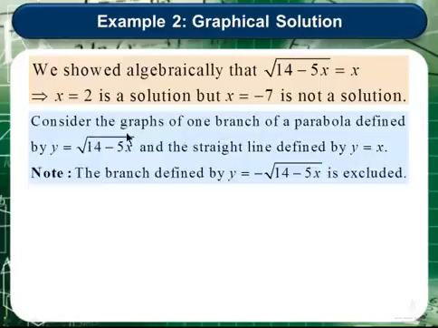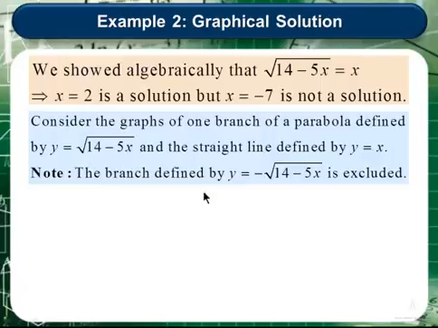Well, we will consider the graphs of one branch of the parabola defined by this particular equation, and the straight line defined by y is equal to x. In other words, we look at the left-hand side expression and the function defined by it, and also the right-hand side expression and the function defined by it, and graph both of those functions simultaneously on the Cartesian plane. Note that the branch defined by the negative square root is excluded.